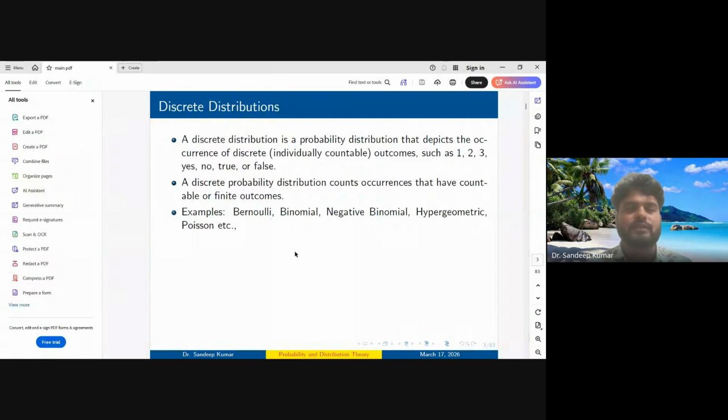2, 3, and responses such as yes or no, or a question being true or false. So this information comes under discrete types of variables. Okay. And a discrete probability distribution counts occurrences that have countable or finite outcomes. That is Bernoulli, binomial, negative binomial, hypergeometric and Poisson distribution. All these distributions are based on discrete types of variables. A discrete variable is, for example, how many members are in your family. Your response is 5 or 6 or 7. So this type of information is related to discrete types of variables.